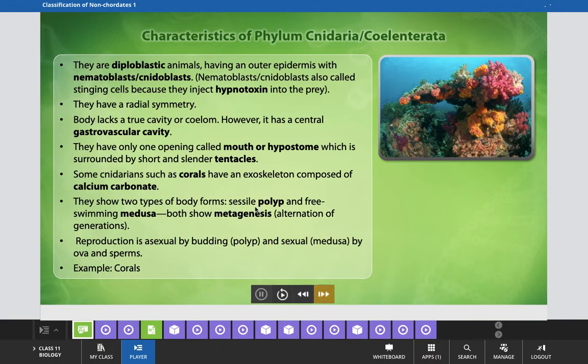In their whole life cycle, one time the polyp form will be there, then next time the organism shows the free swimming medusa form. In that way, alternately, they show these two forms, polyp and medusa. Reproduction is asexual by budding in the case of polyp, and the sexually reproducing form is medusa, by ova and sperms. Examples are corals, hydra, and sea anemone. All these belong to this phylum.